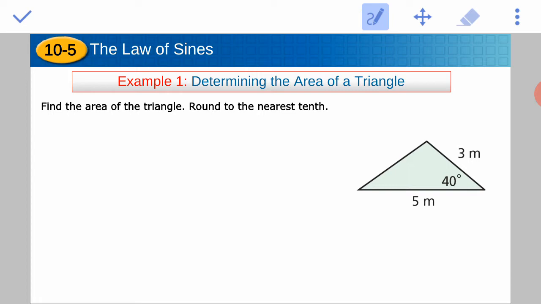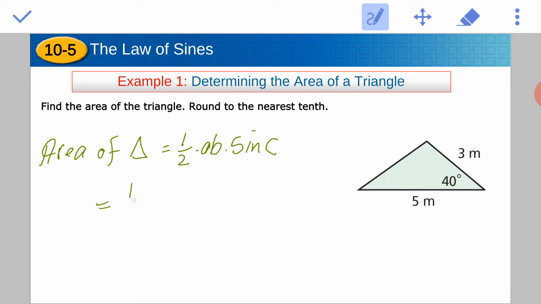Example number 1, apply the area of a triangle formula. Find the area of the triangle and round your answer to the nearest tenth. If you look at the triangle, guys, we are given two sides and the included angle, so we can use any form of the area of a triangle. So the area of the triangle is equal to half times any two sides, ab, times sine angle C. So guys, if you're using the two sides a and b, definitely the included angle between them is angle C, and remember to use a capital letter for the angle and small letters for the sides.